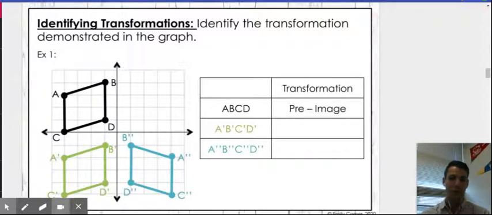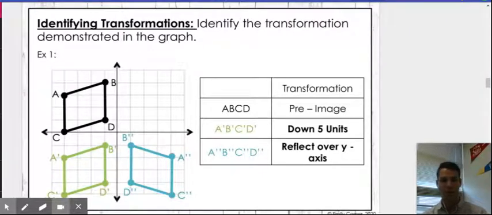So if I were to figure out what happened to go from my pre-image to my green first image, we can see that the orientation of those points is the same, and we can just slide it down. So that would tell me that it's just going down 5 units. And then we know that the blue image is a reflection. As you can see, B prime and B double prime are both 1 unit away from the y-axis. Same thing with D prime and D double prime, and it's flipped directly over. And you can see the answers over on the right-hand side in our table.